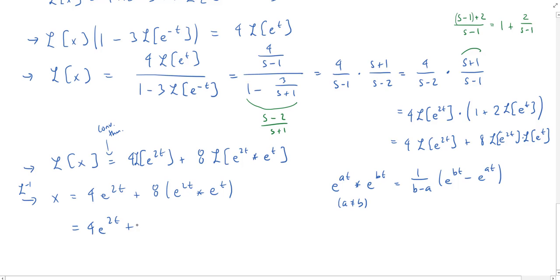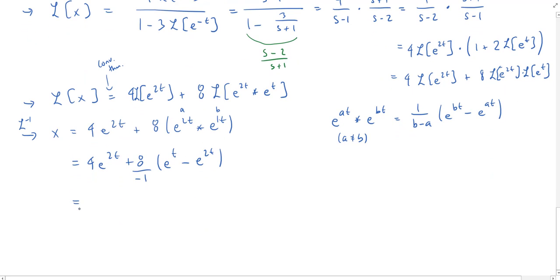Okay, so we can now finally simplify this. 4e to the 2t plus 8 over b minus a. So what's my b here? Well, I could think of this as a 1. That's my b. And the 2, that's my a. So b minus a is 1 minus 2, so that's negative 1. And then we'll have e to the, again, our b is 1, so t, minus e to the, a is 2, e to the 2t.